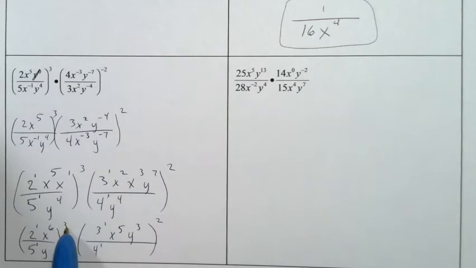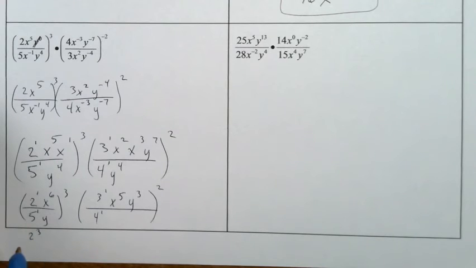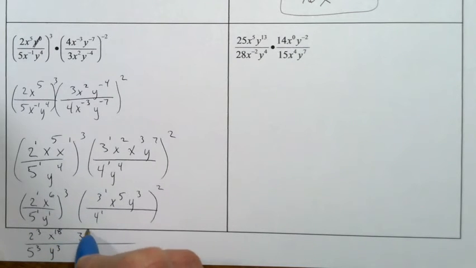Now I'm going to multiply everything by the 3. That's 2 cubed, 5 cubed, x to the 18th now, y cubed, 3 squared, 4 squared, x to the 10, y to the 6th. Now I'm going to look to see if there's anything that can cancel. The y's look like they can cancel. None of the numbers can cancel.